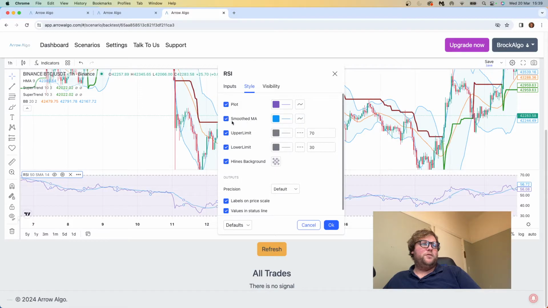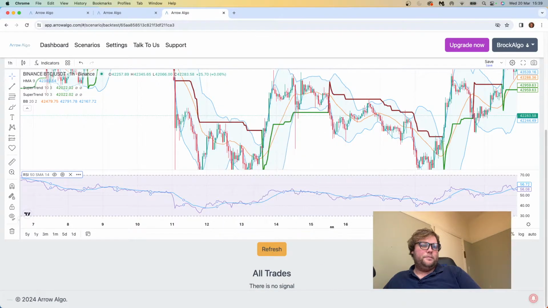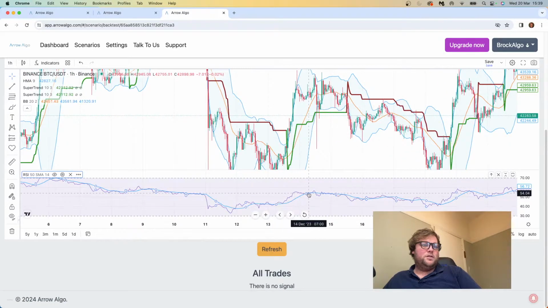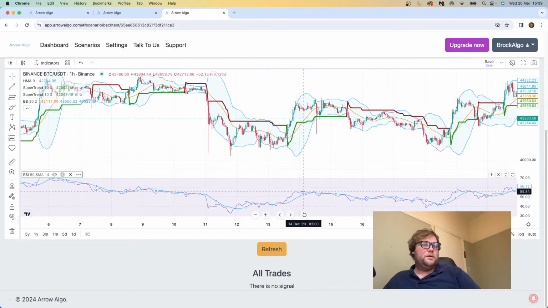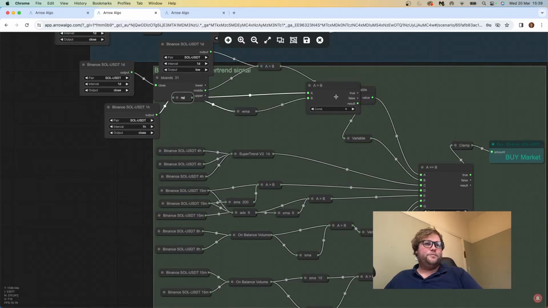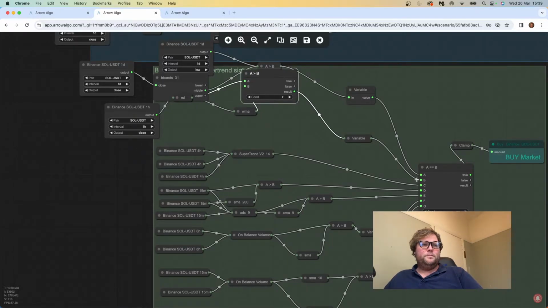Which I can show you visually here by adding in the moving average on the RSI down here. So we're looking for the RSI to be above its moving average, which, as you can see here, generally indicates that the price is in an uptrend. So that's our second condition. We've got 1 and 2 for this buy block.